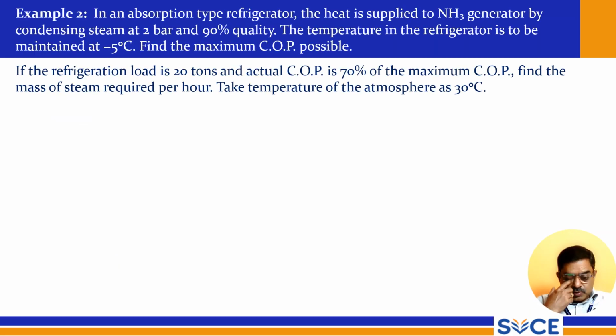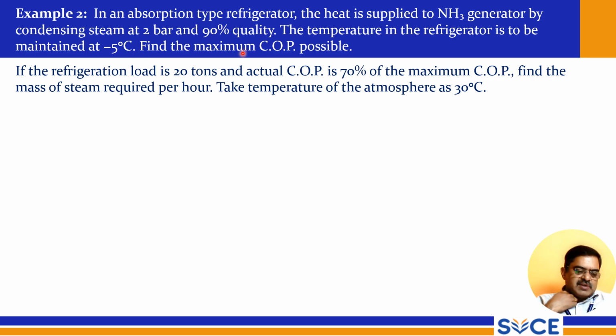So problem 2, the second problem. Here in an absorption type refrigerator, the heat is supplied to the NH3, that is ammonia generator, by condensing steam at 2 bar and 90% quality. The temperature in the refrigerator is to be maintained at minus 5 degrees Celsius. Find the maximum COP possible.